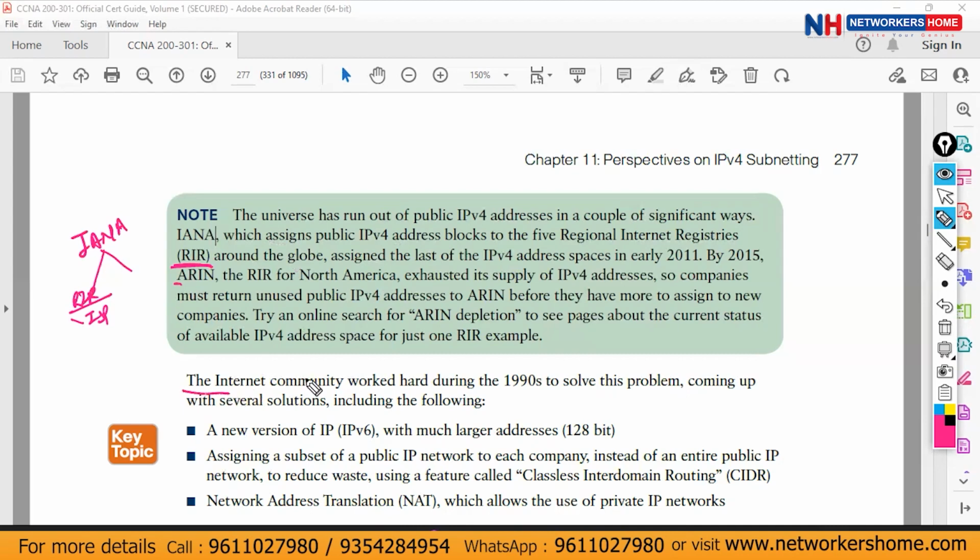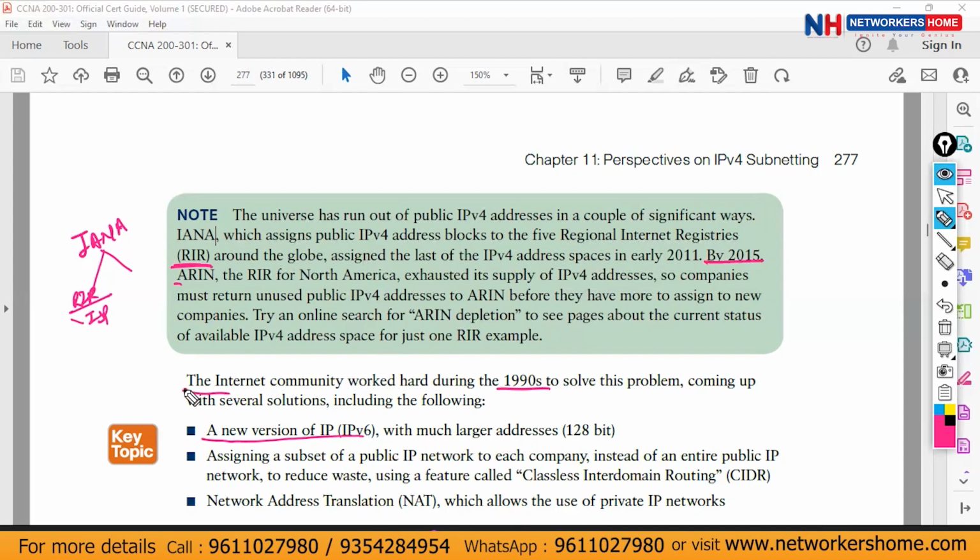The internet community worked hard during the 1990s to solve this problem, coming up with several solutions. One of the solutions was a newer version of IP, and that was IPv6. By 2015, ARIN, the Regional Internet Registry of North America, exhausted its supply of IPv4 addresses. Because in the world, is it possible that there are only 4 billion devices using the internet? No, right? There are many more. So IPv4 has almost been exhausted.